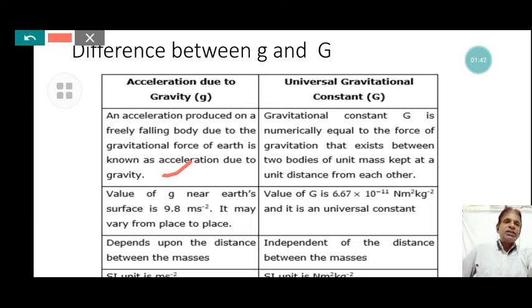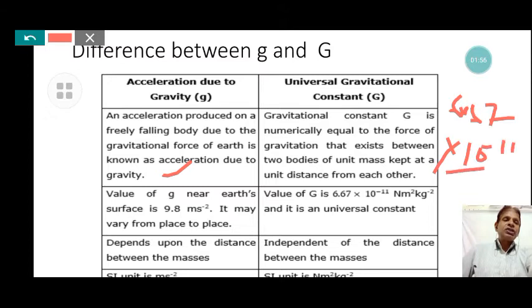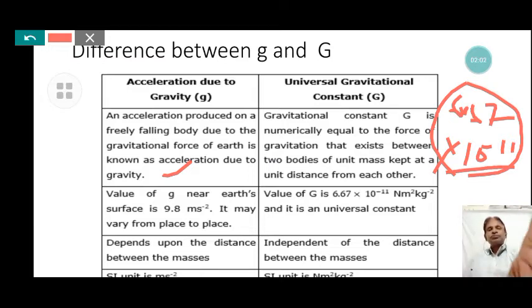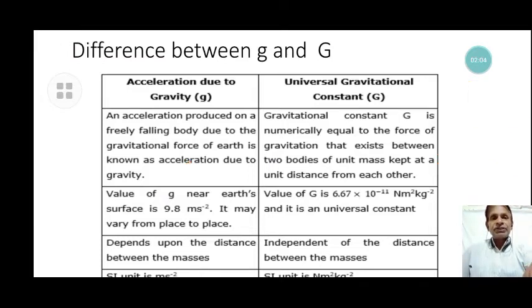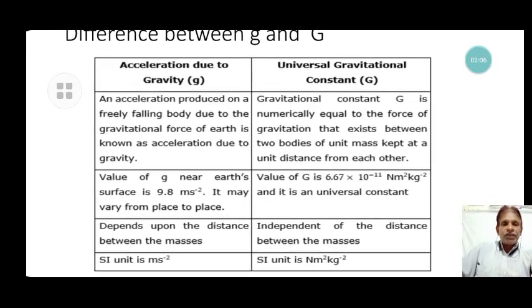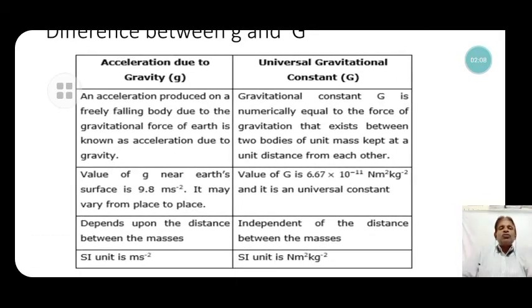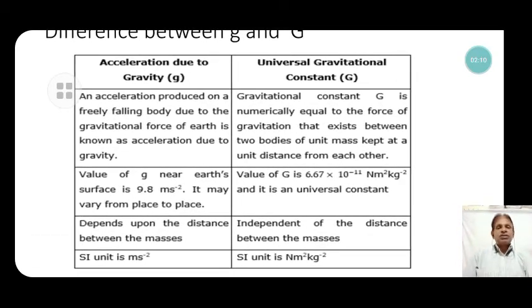is taken by the gravitational constant, that is 6.67 into 10 to the power minus 11. That numerical value of the gravitational constant was determined by Henry Cavendish.